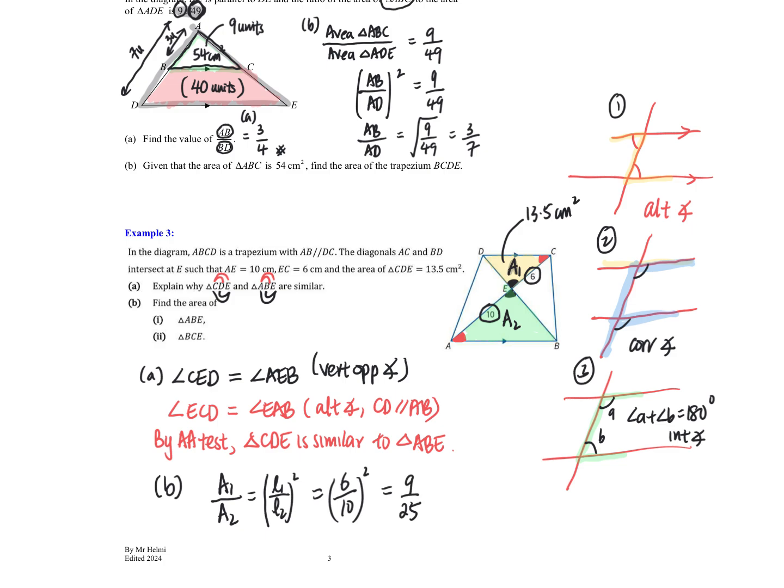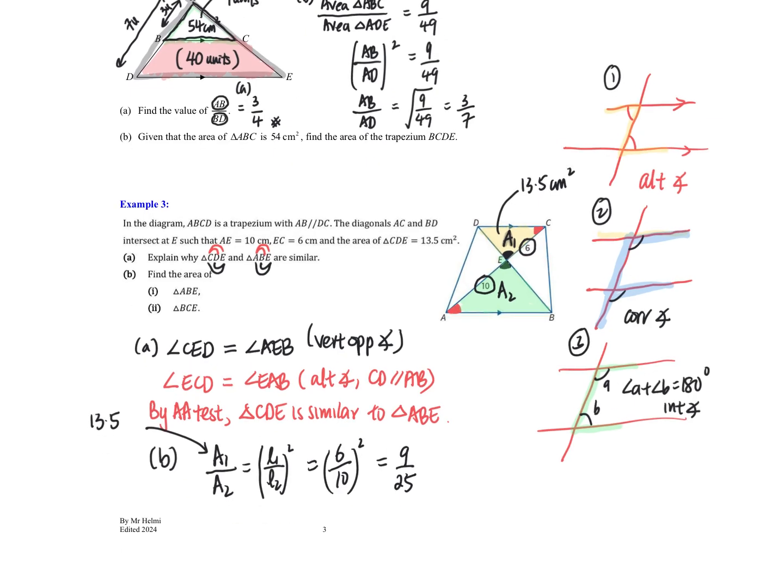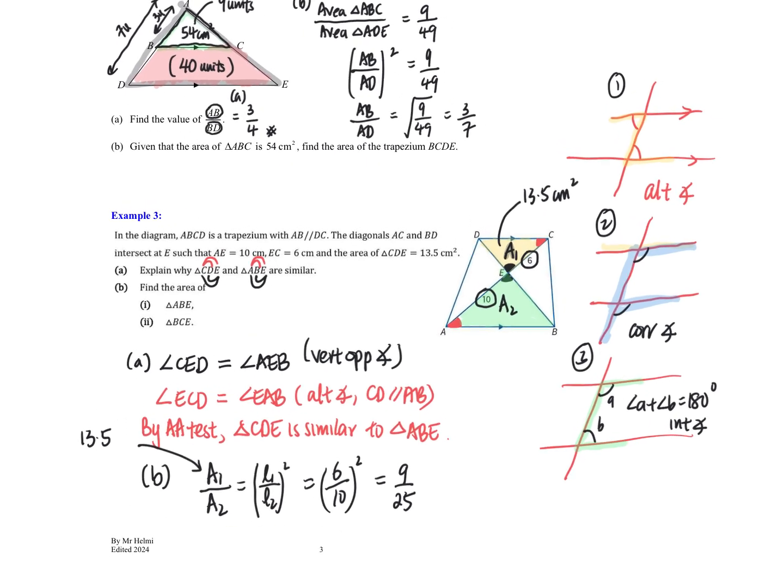So what I know now is this small piece here is 13.5. So 9 units is 13.5. Why did you choose 6? Is there like a whole other triangle? No, 6 is this part, then 10 is this part. I'm picking the corresponding sides. For the yellow triangle, I pick one of the sides, 6. Then for the green one, the corresponding side is 10.